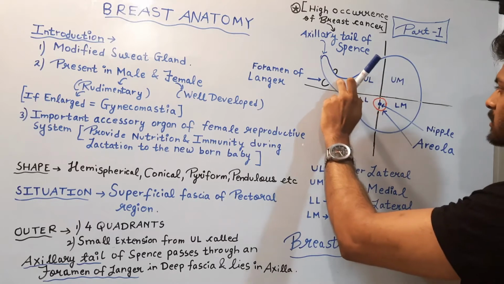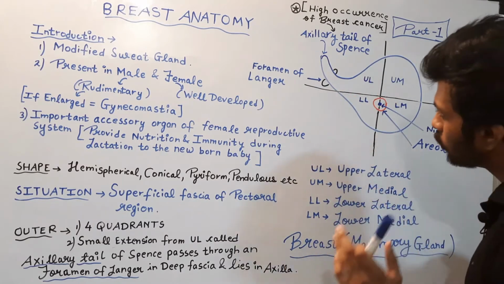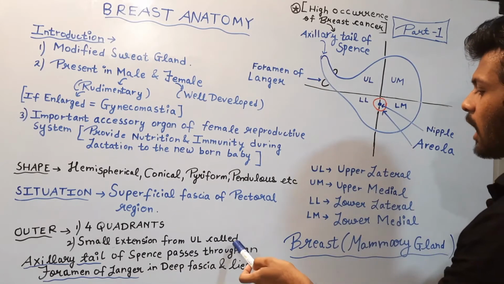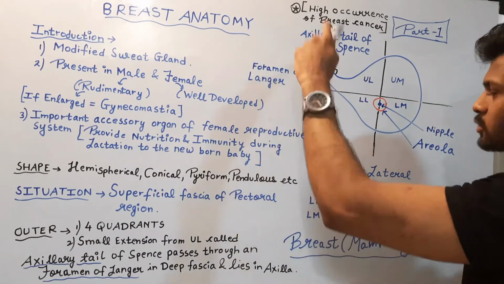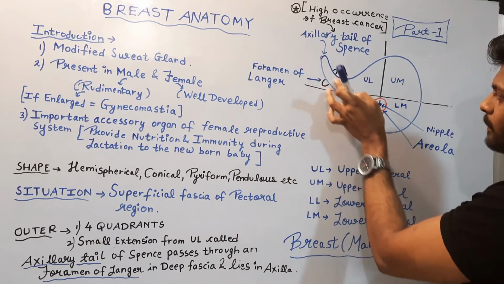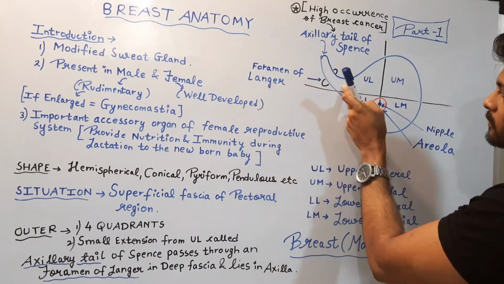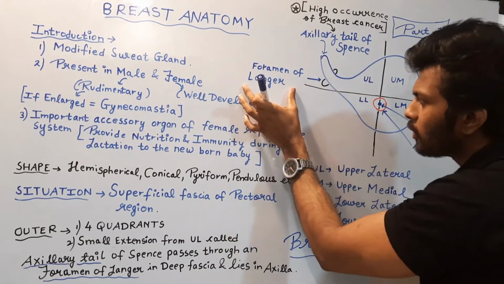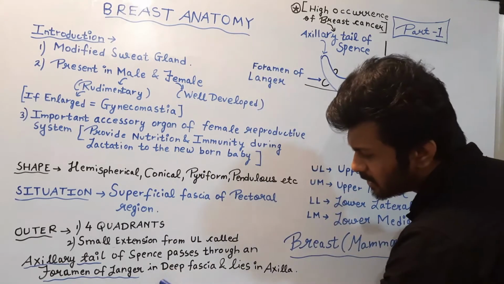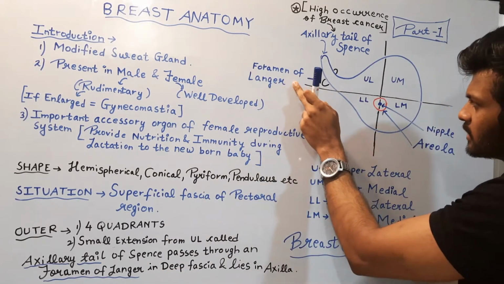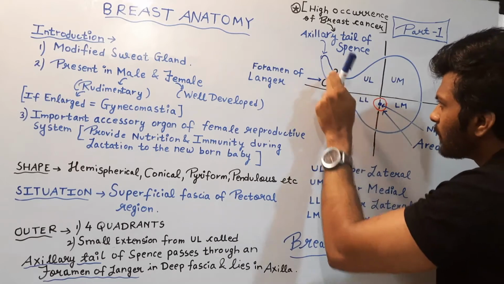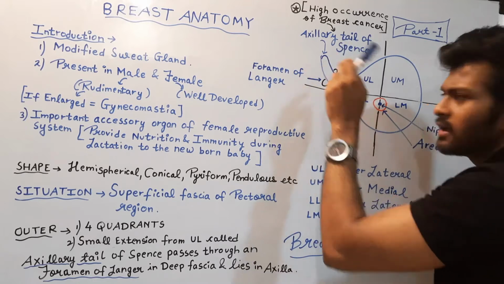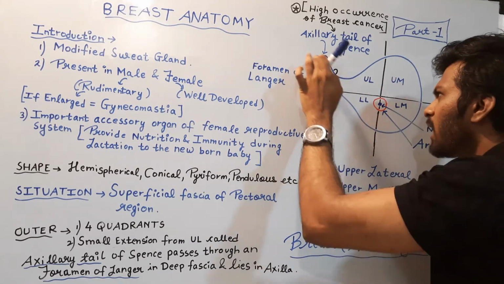Now the second point is a small extension from the upper lateral, which is known as the axillary tail of Spence. This extension passes through an opening, and that opening is known as the foramen of Langer. Where is it present? In the deep fascia. The extension passes through the foramen of Langer in the deep fascia, and it will lie in the axillary region, or in the axilla.